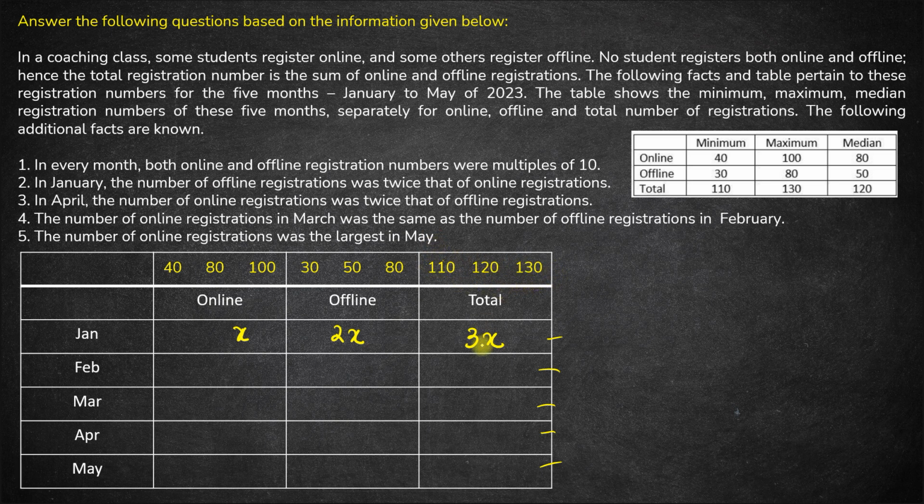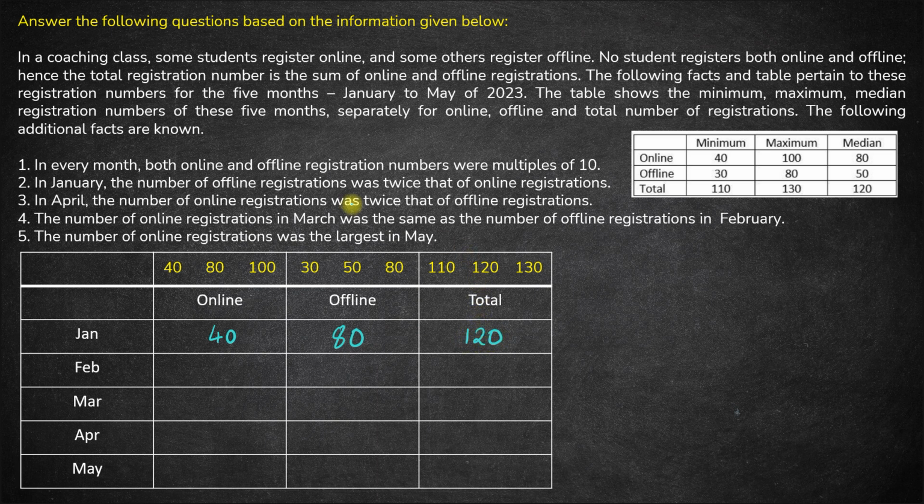And from these 3 values we want a multiple of 3 here. Out of these 3 values, the only multiple of 3 is 120. Hence 3x should be 120. Now if 3x is 120, what is the value of x? X will come out to be 120 by 3, that is 40. So this should be 40. This is double of 40, 80. So this comes out to be 120.